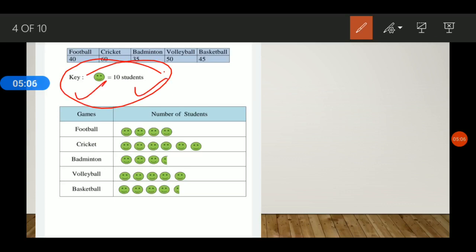Again I am saying you can take any picture. Here for ease I have taken this smiley face. You can take any picture according to you. So this one picture represents 10 students.